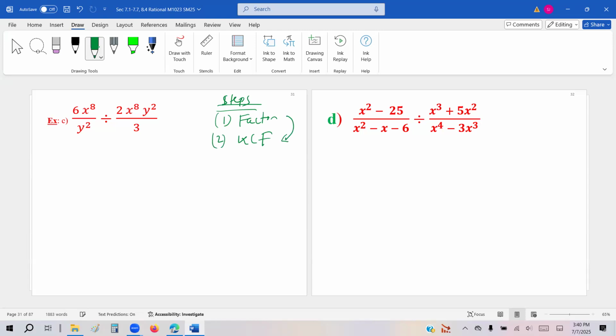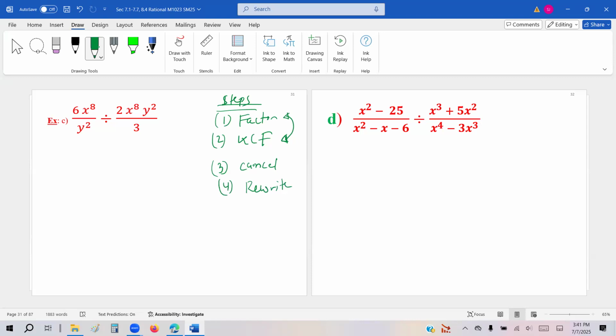These two are interchangeable. Either you do keep, change, flip first and then factor, or you can factor first and do keep, change, flip. But I will suggest doing factoring first, and then we cancel and then rewrite.